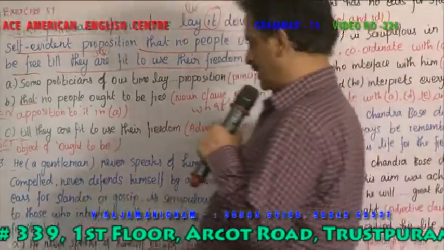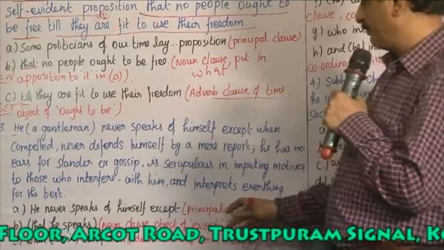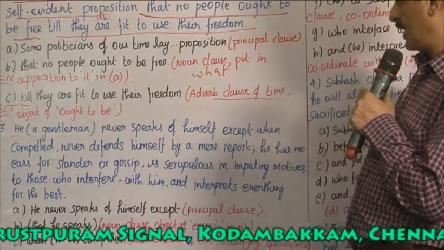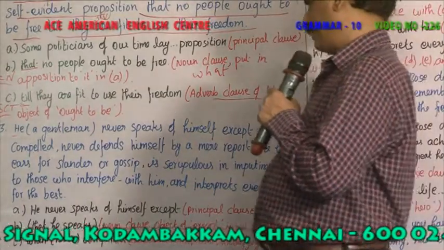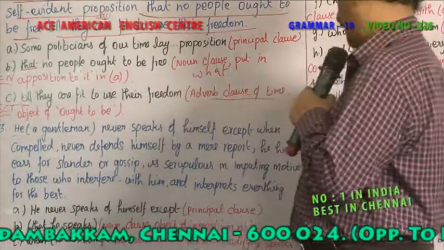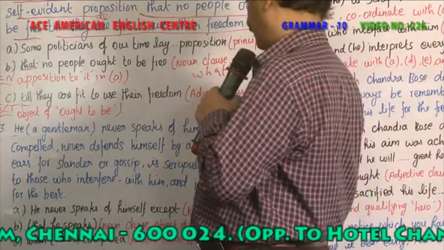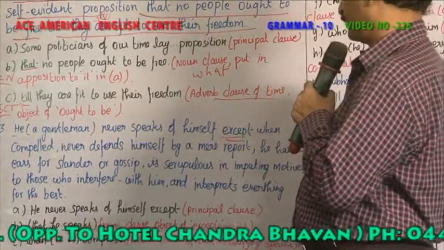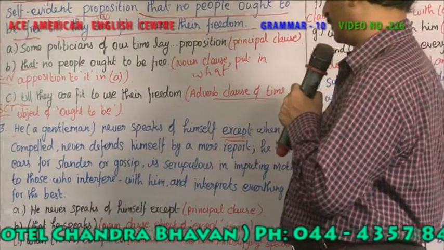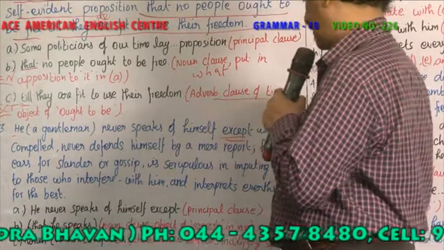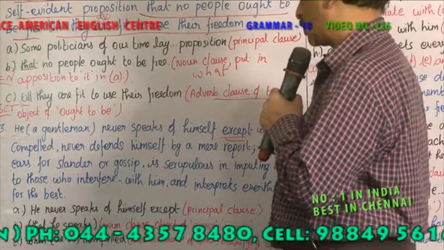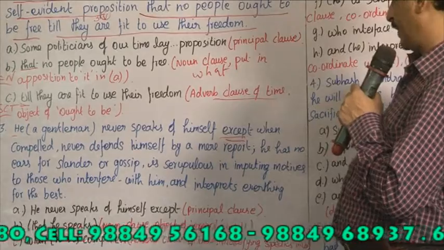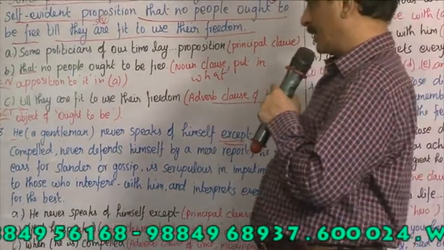So what is the main sentence? He never speaks of himself except. This is the principal clause. He never speaks of himself, what? You ask a question, then you get an answer. What do you get as an answer? A noun clause, object of except. Except what? That he speaks. That he speaks becomes a noun clause. Next you ask when. When he is compelled. So it is an adverb clause of time. When he is compelled, he speaks. So this becomes an adverb clause.